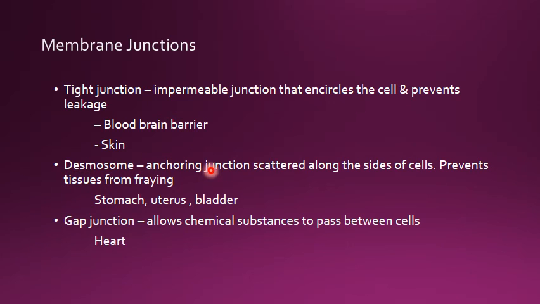Desmosomes are anchoring junctions scattered along the side, and they prevent tissues from fraying. So they're kind of like stitching. They're in the stomach and the uterus and the bladder. And gap junctions allow chemical substances to pass between cells. This is common in the heart, where you want blood to flow, right?